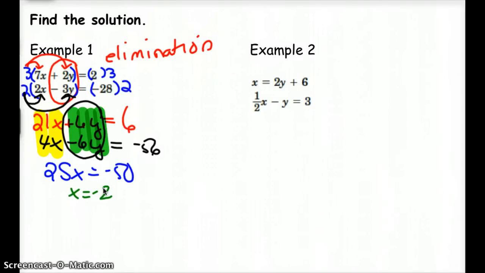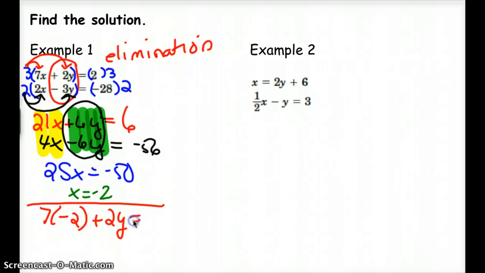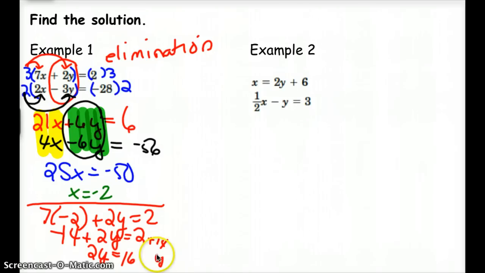Now I need to find the y. So I'm going to plug it into one of the equations. I'm going to do it to the first equation. I've got 7 times -2 plus 2y equals 2. That's -14 plus 2y equals 2. Move my 14, so I'm going to add 14 to the other side. That's 2y equals 16, divide by 2, y is 8.